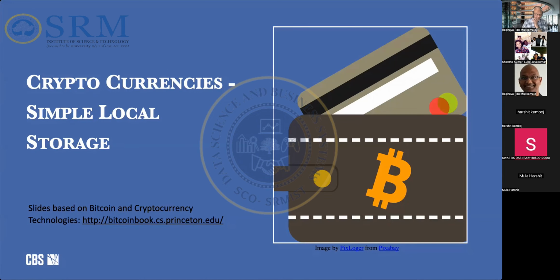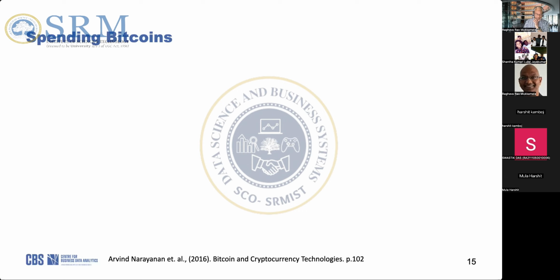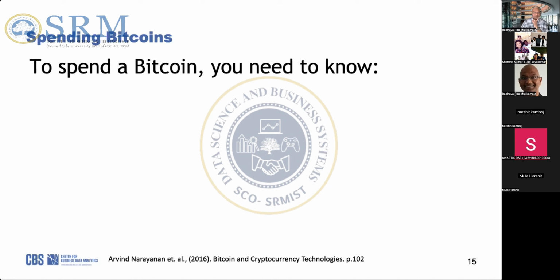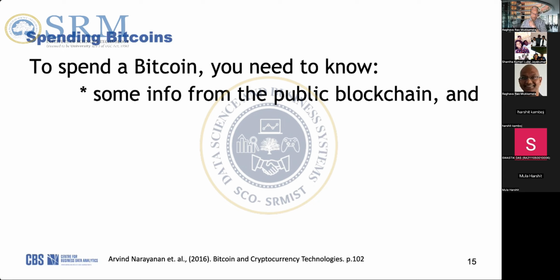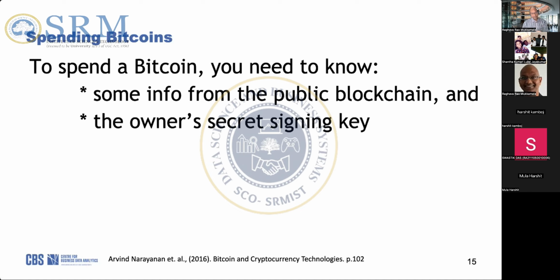Okay, so let's go further. Let's move on to the storage of the coins, right? So if you want to spend a Bitcoin, what you need is some information from the public blockchain, like to which public key the coins were transferred, and how many coins, and other kinds of things. And then if you want to spend the coin, you need the secret key. We have seen this in the previous class.